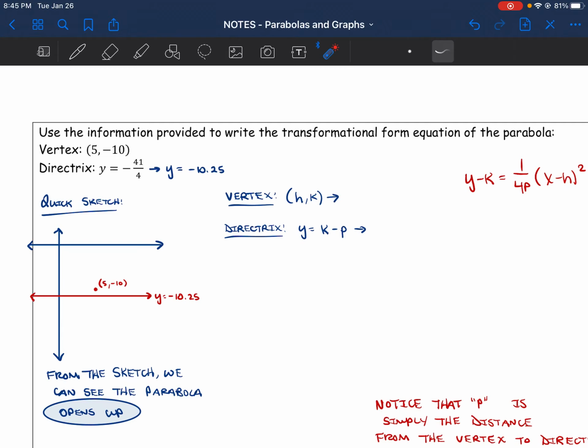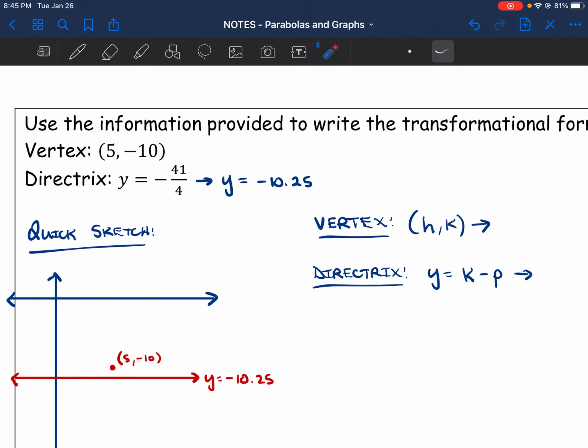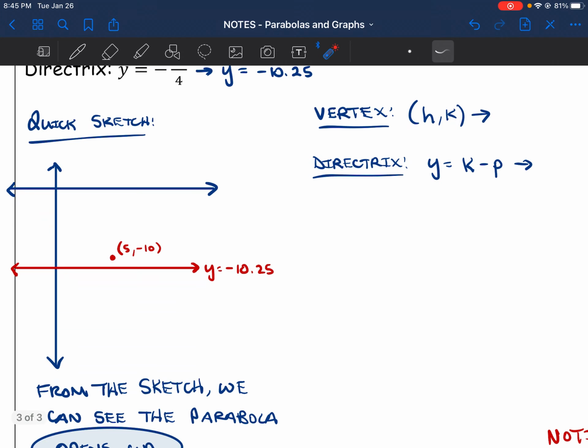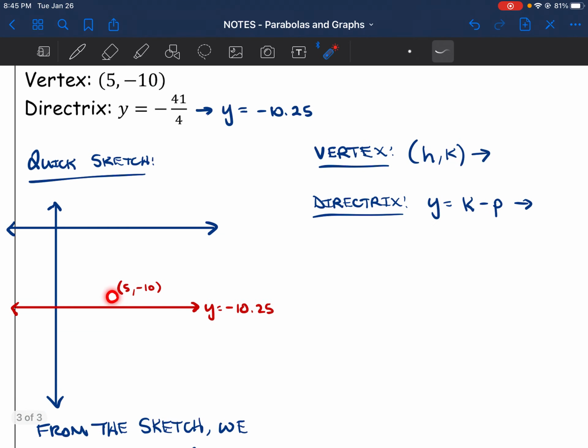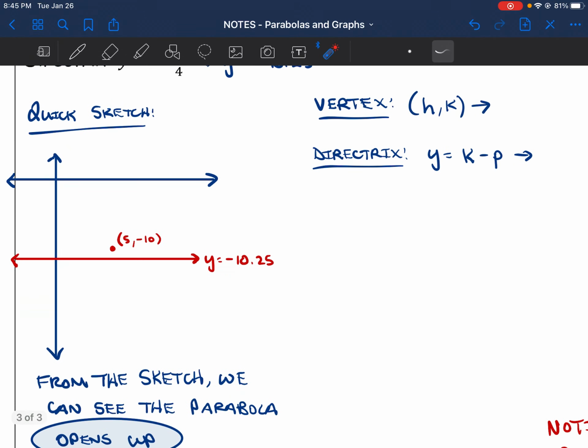But in this first problem, we're going to want to find the transformational form equation of the parabola if all we're given is the vertex is 5, -10, and the directrix is the horizontal line y equals -41/4, which as a decimal is a little easier to think of: the horizontal line y equals -10.25. So I made a quick sketch here. Here's my vertex, 5, -10. Here's my directrix, the line y equals -10.25.